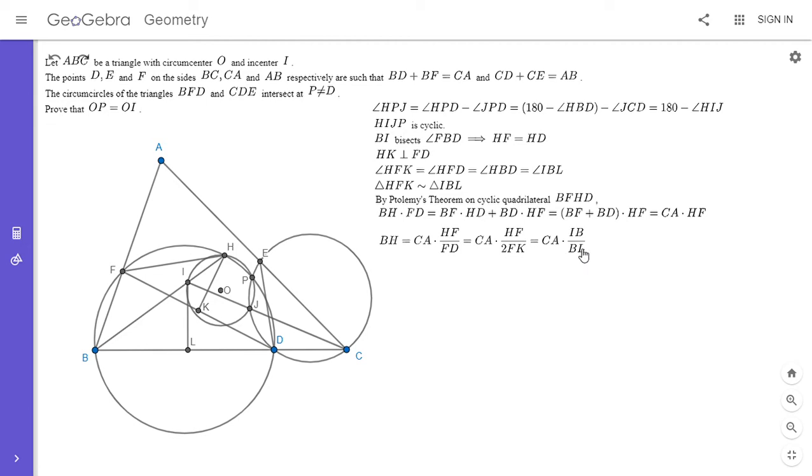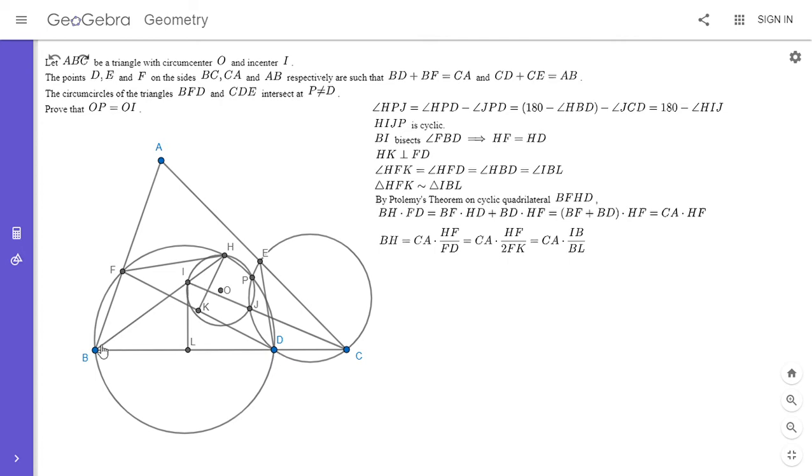Now this is really interesting because CA, if you think about it, in the original problem, we can choose where D lies on side BC. And then based on these two sum conditions, that would tell us where E and F lie, and that would tell us where the rest of the figure lies. But this expression right here, AC, does not depend at all on the choice of D that we chose.